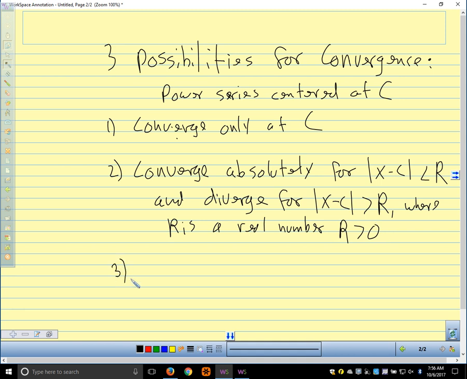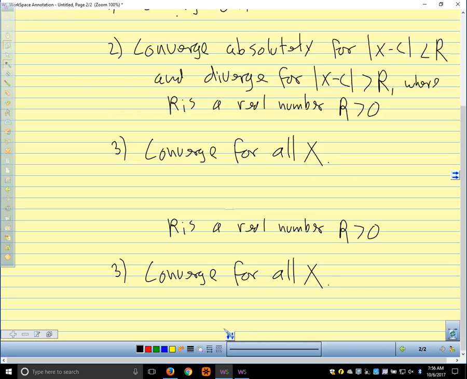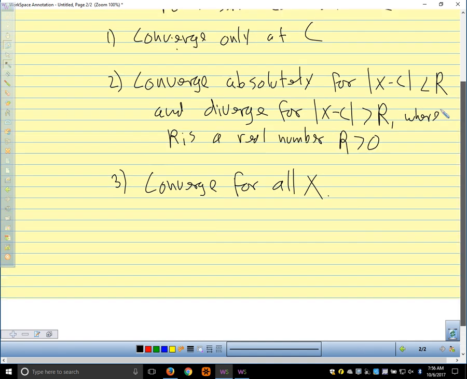And our third possibility is that our series will converge for all x. It's nice when we have a power series that converges for all x. And exactly one of these is going to be true. Not all of them, not two. Well, if we construct it so that it's centered at c, it will converge at c.